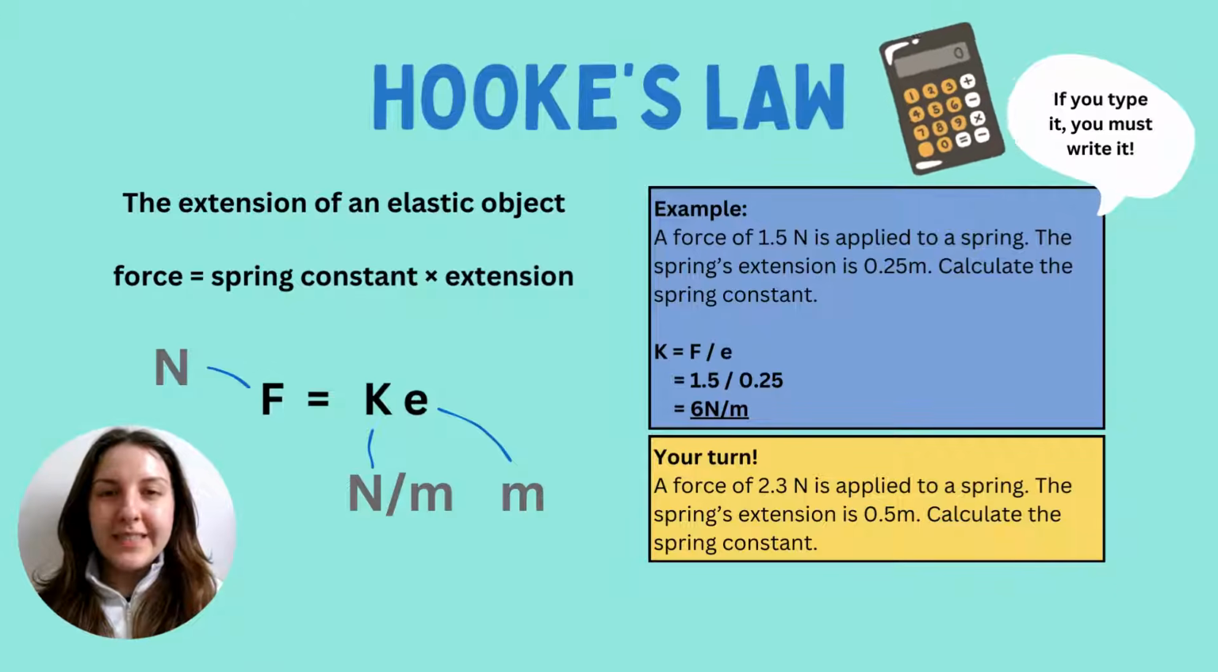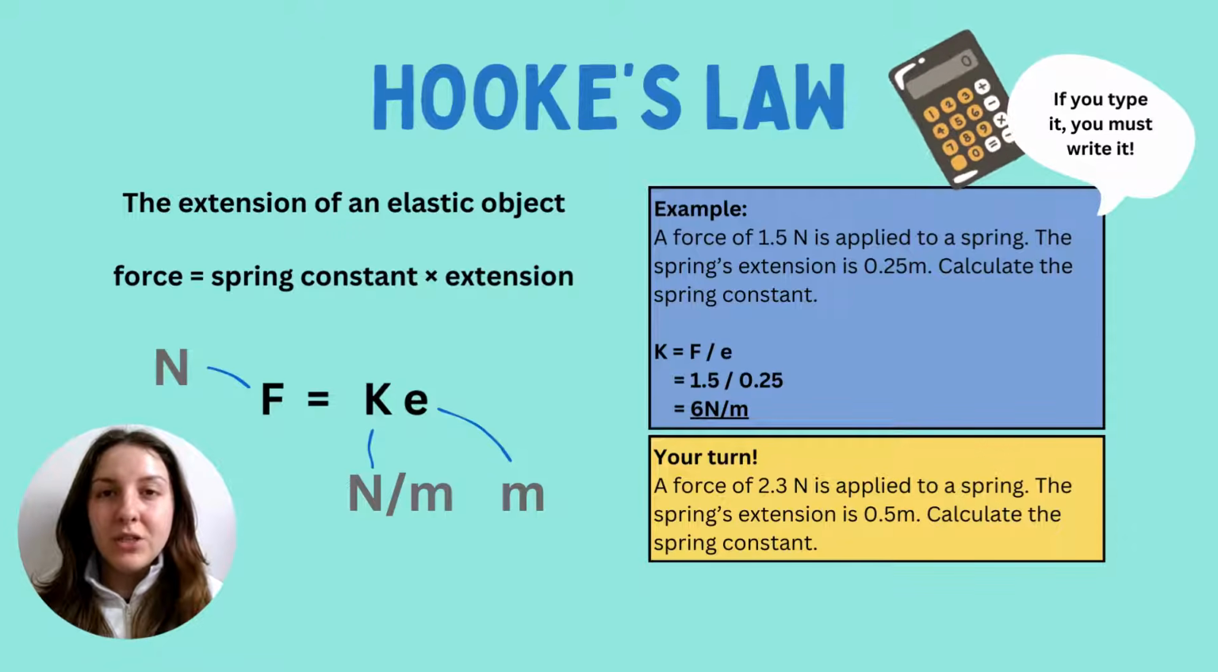So Hooke's law essentially can be represented as an equation, which is force, which is measured in newtons, is equal to the spring constant k, which is measured in newtons per meter, times by the extension in meters.